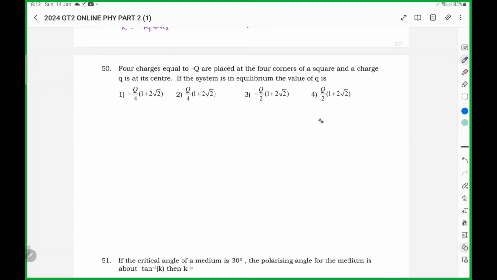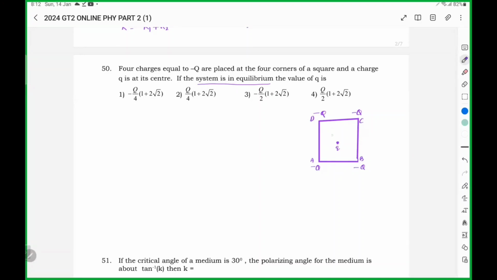Here, 4 charges equal to minus Q are placed at 4 corners of a square, and the charge Q is at the center. System is in equilibrium, then find the value of K. Generally, what we do is, system is in equilibrium means net force on Q will be 0.